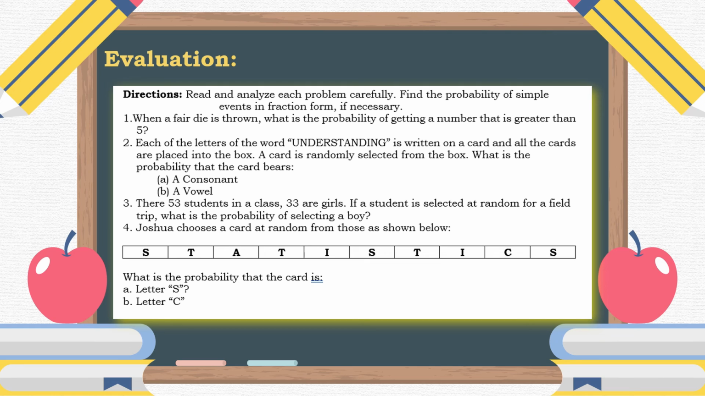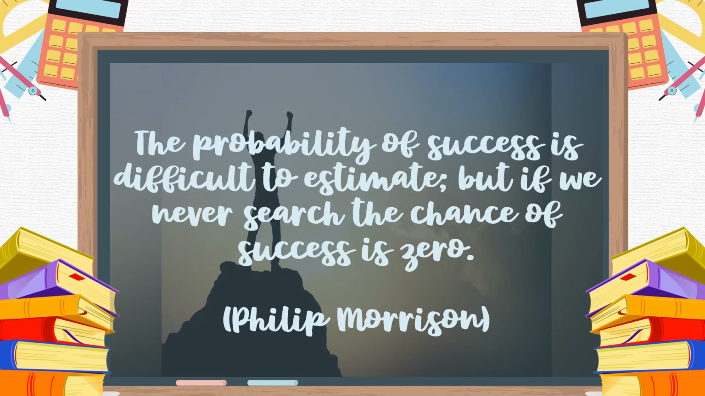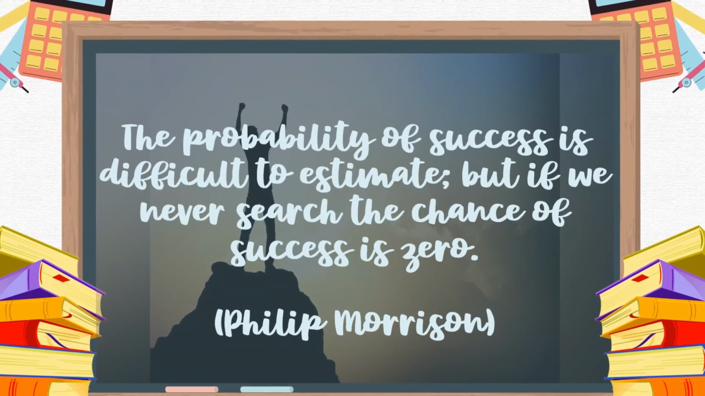Number 3. There are 53 students in a class. 33 are girls. If a student is selected at random for a field trip, what is the probability of selecting a boy? Number 4. Joshua chooses a card at random from those shown below. The word is statistic. What is the probability that the card is A, letter S, and letter B, letter C?